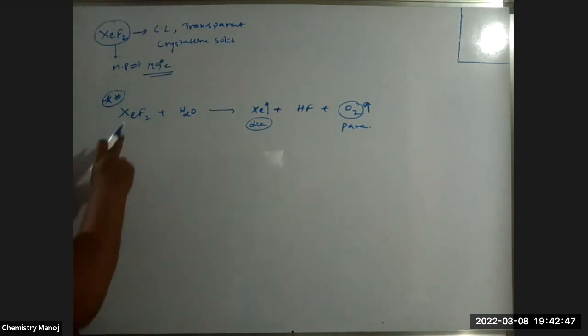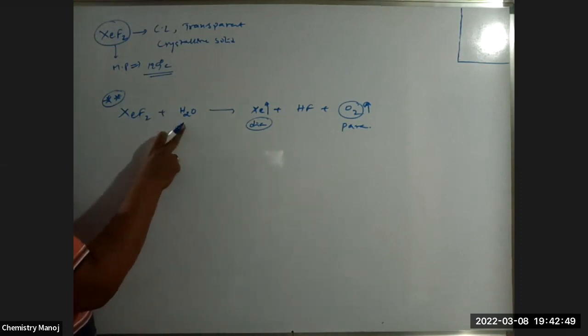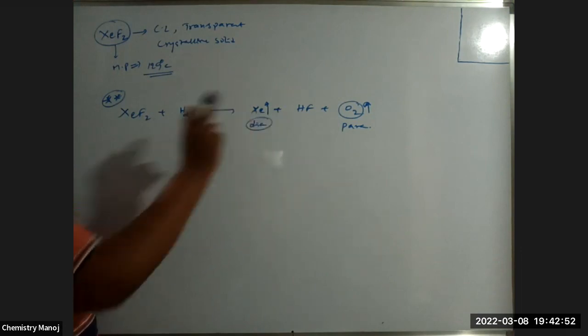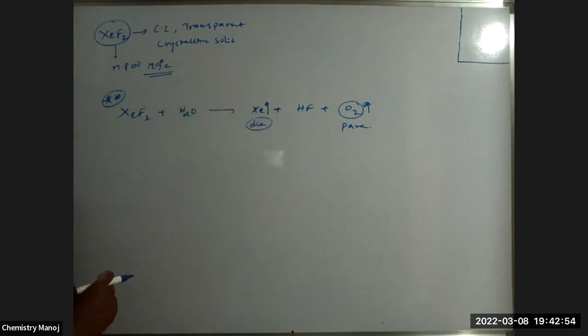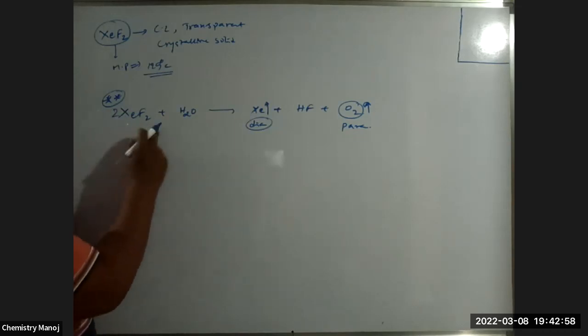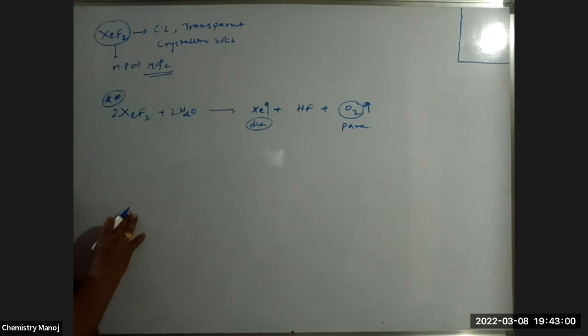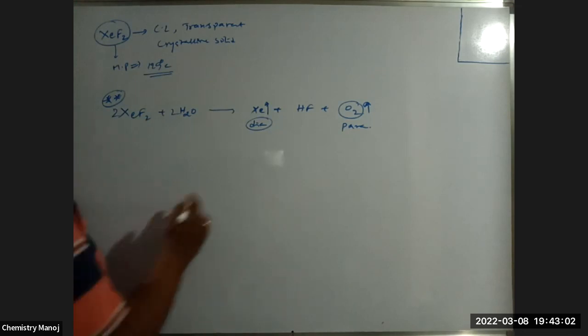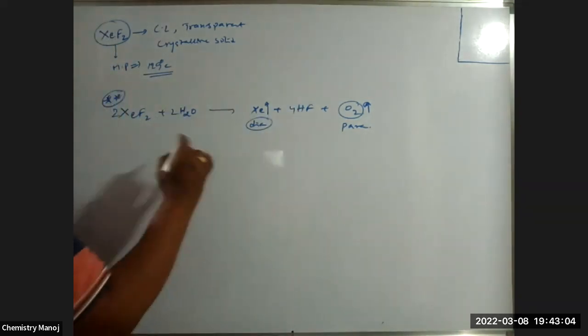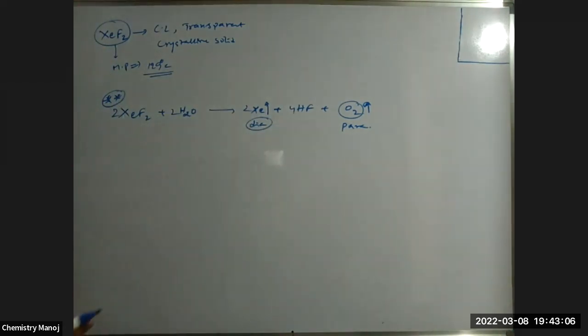So during hydrolysis of XeF2, you get xenon, HF, and O2. You can balance this one. This is 2 XeF2, that is totally 4. 2 H2O means 4 HF. So it is balanced, 2 Xe. Hydrolysis of XeF2 is a very, very important reaction. Okay. Next.